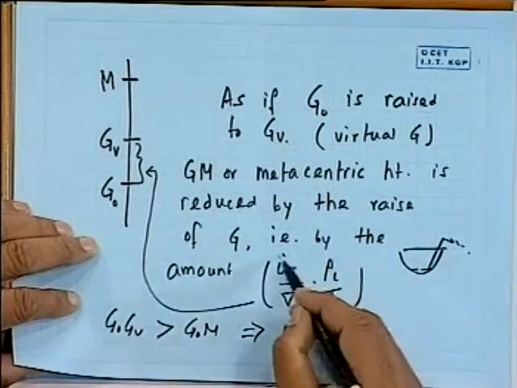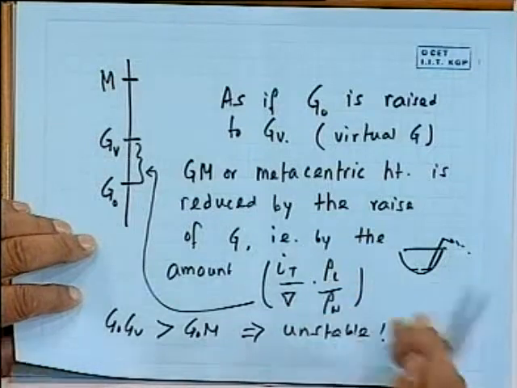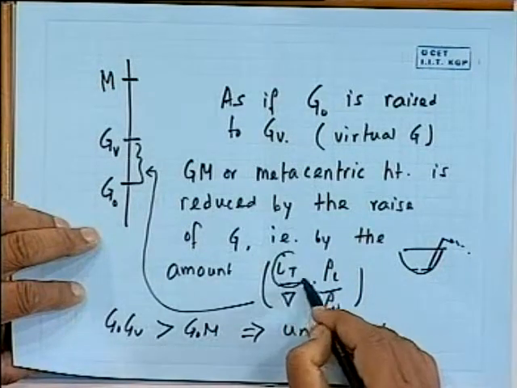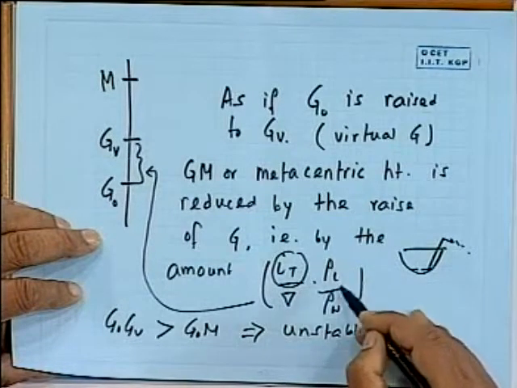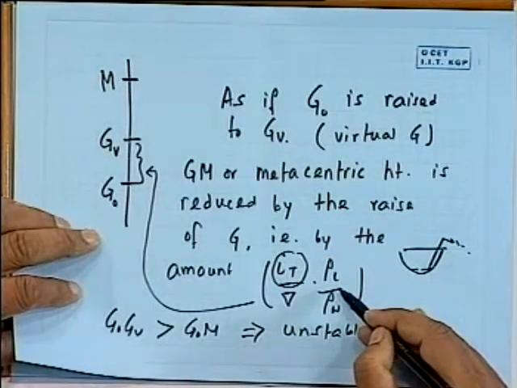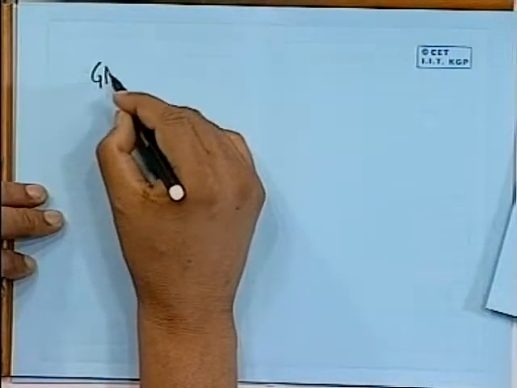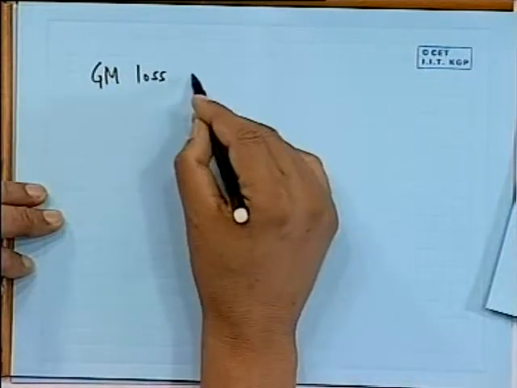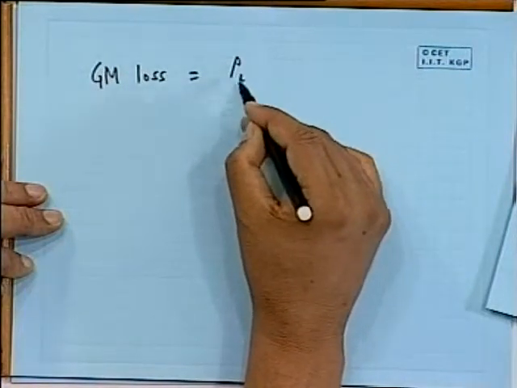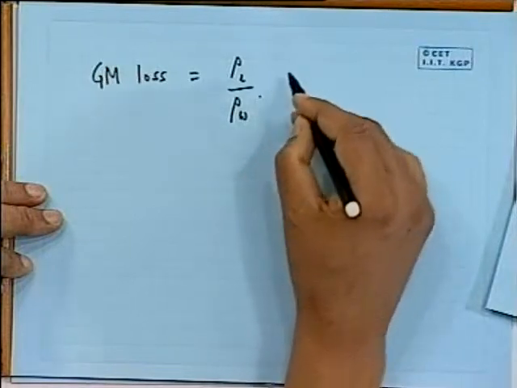So if you look at that, you will see that free surface reduction depends on this quantity IT for a given volume. Of course, it depends on liquid density. You know, the lighter the liquid, okay, let me write it down. This reduction, some people call it GM loss, is equal to, let me write it now this time opposite.